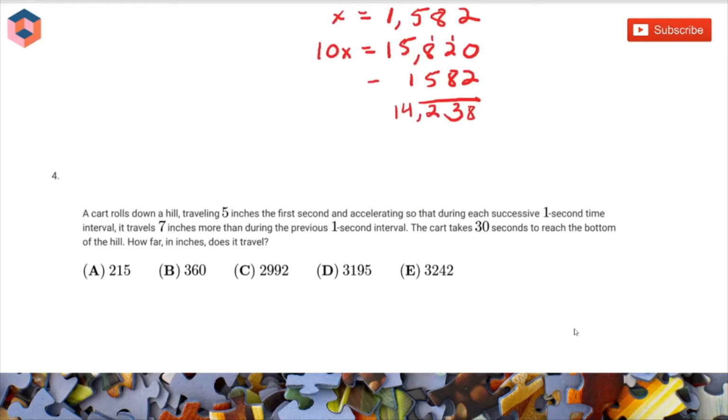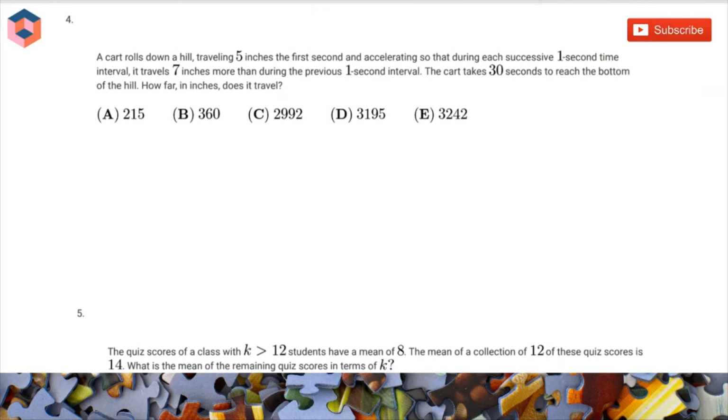Problem number 4. A cart rolls down a hill traveling 5 inches the first second and accelerating so that during each successive 1 second time interval, it travels 7 inches more than during the previous 1 second interval. The cart takes 30 seconds to reach the bottom of the hill. How far in inches does it travel?